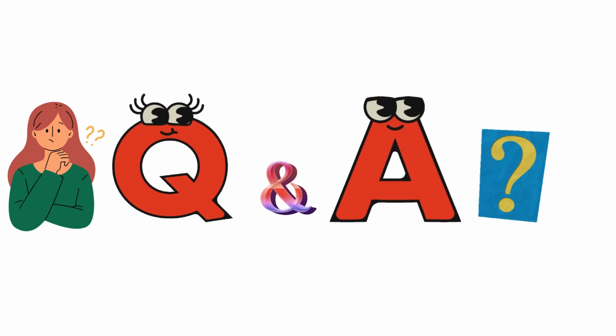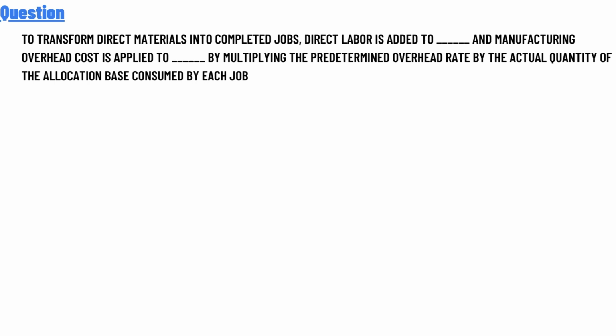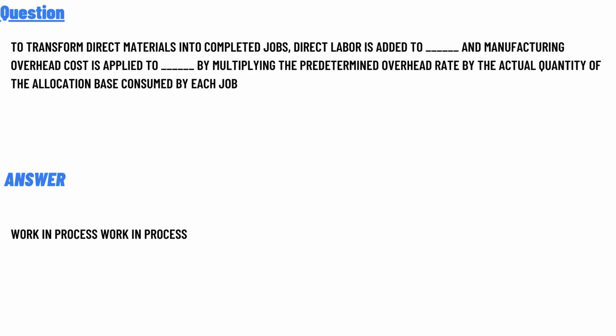Our today's question is: to transform direct materials into complete jobs, direct labor is added to it, and manufacturing overhead cost is applied to it by multiplying the predetermined overhead rate by the actual quantity of the allocation base consumed by each job. The correct answer to the question is work in process.